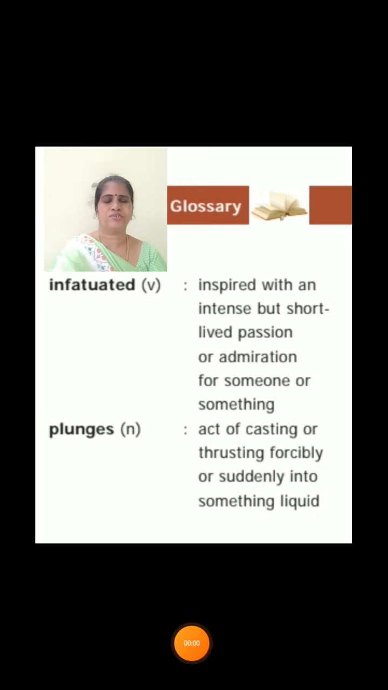Dear students, let's first learn hard words for better understanding. See the glossary. First one, infatuated: inspired with intense but short-lived passion or admiration for someone or something. Second, plunge: act of casting or thrusting forcefully or suddenly into something liquid.